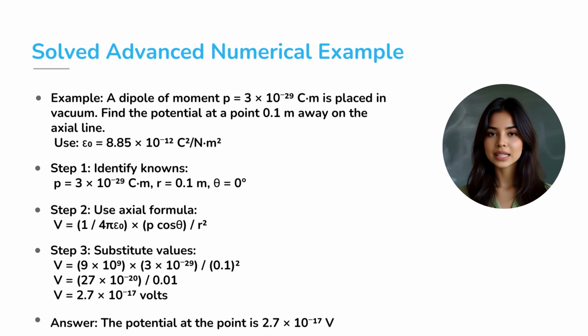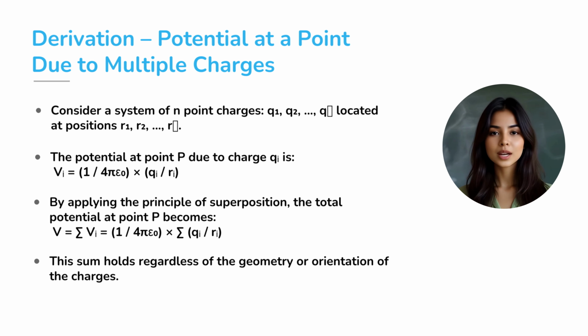Plugging in values, V equals 9 into 10 to the power 9 multiplied by 3 into 10 to the power minus 29 divided by (0.1) squared, which is 0.01. That gives us 27 into 10 to the power minus 20 divided by 0.01, which becomes 2.7 into 10 to the power minus 17 volts. So, the potential at that point is 2.7 times 10 to the power minus 17 volts, very small but significant at atomic scales.